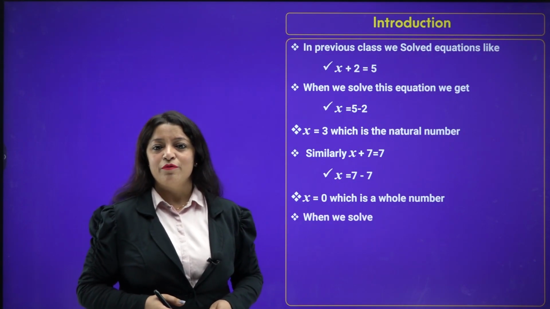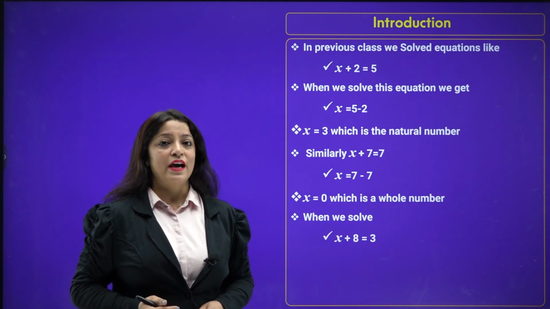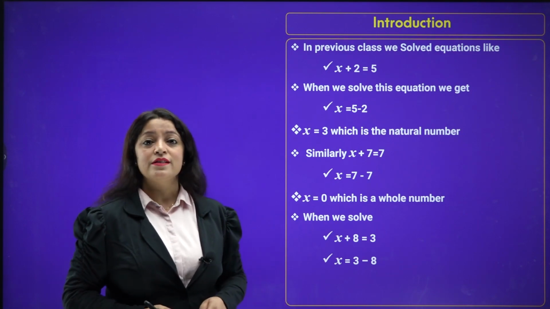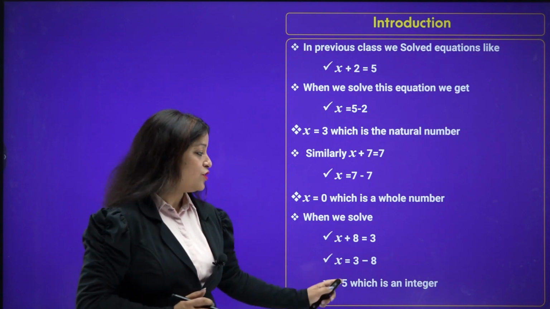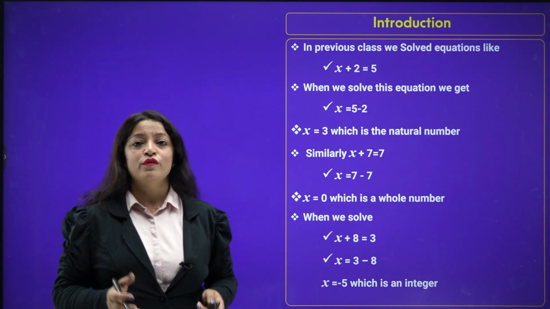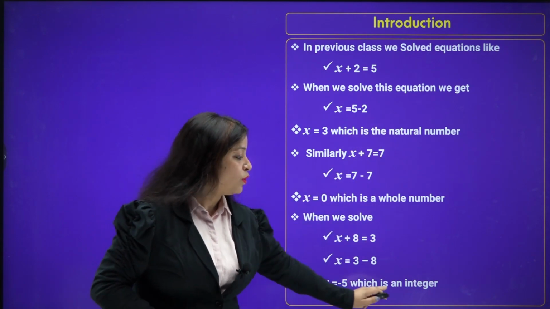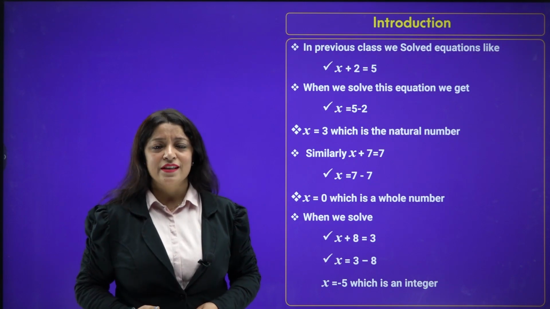Let us see the third type of equation. If we have x plus 8 is equal to 3, then we have that x is equal to 3 minus 8, and the value that we get is minus 5, which is then an integer. So while we solve an equation, we can get either a natural number or a whole number or an integer or anything else also. Let us see.